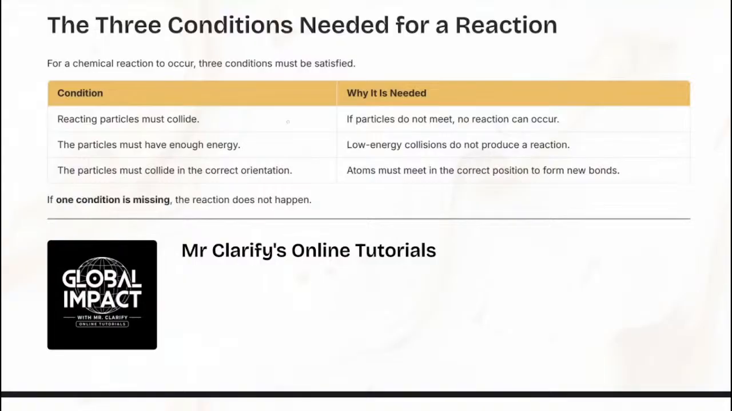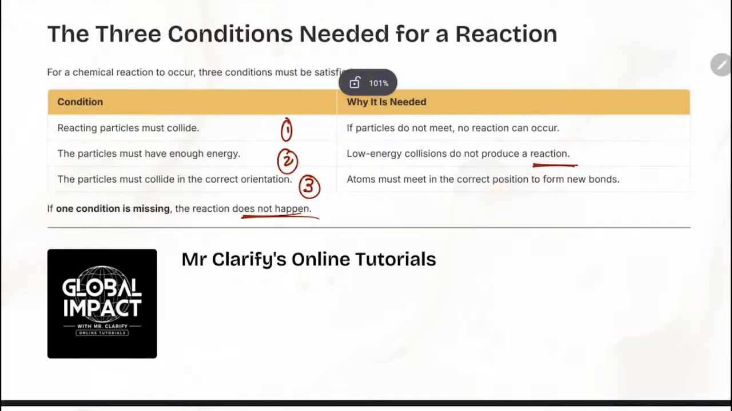Number one, particles must collide. There are three things that must happen. Particles must collide, and they must collide with enough energy, and they must collide in the correct orientation. If one condition is missing, the reaction will not happen. You want a reaction to happen? Three things must happen. The particles of the reactants must collide. There is no reaction without collision. The particles must collide, and they must collide with enough energy. Low energy collisions do not produce a reaction.